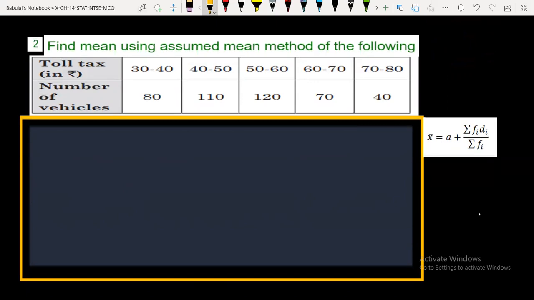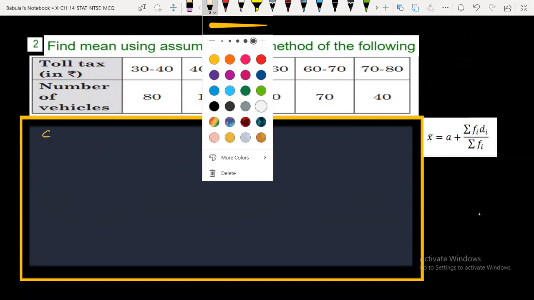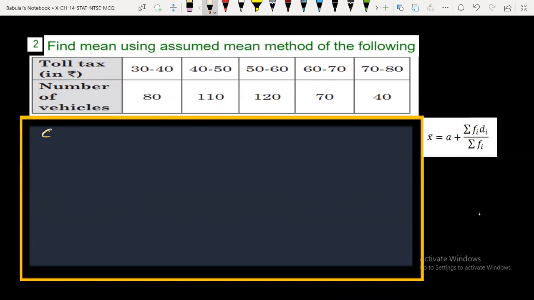But first of all, we write here the classes, all the classes. Right here class. Practice along with me. See, this is class, then this is corresponding frequency, and that is class mark, and that is di equals xi minus a, and then last is fi di. Make these columns beforehand.